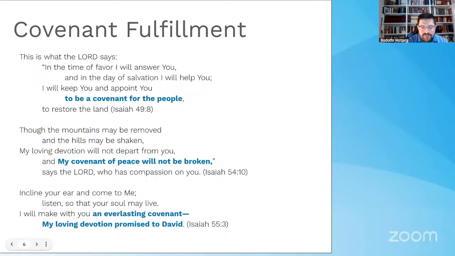This is Isaiah 54:10. Though the mountains might be removed and the hills might be shaken, my loving devotion will not depart from you, and my covenant of peace will not be broken, said the Lord, who has compassion on you. And this is in the context of Isaiah 48, which mentioned that if people will keep the commandments, the peace would be like the river.